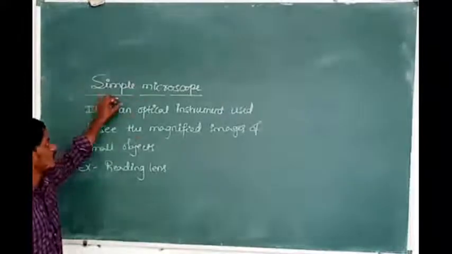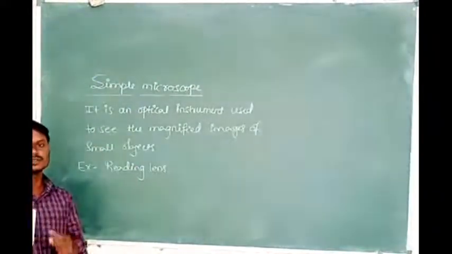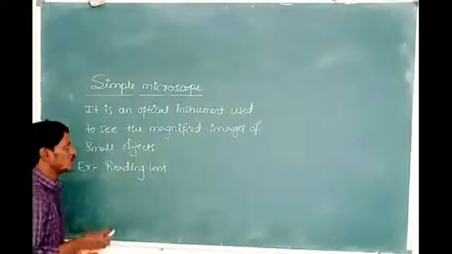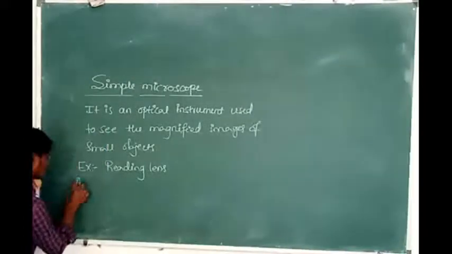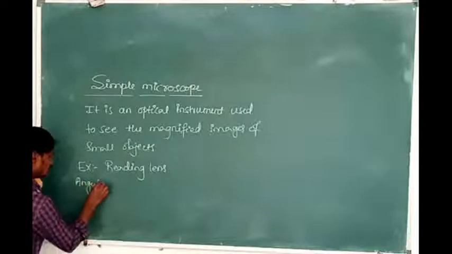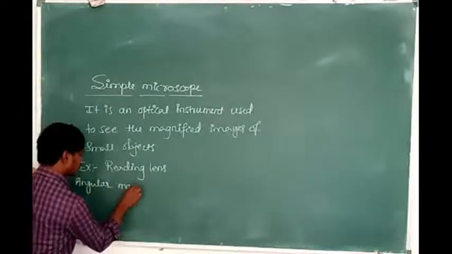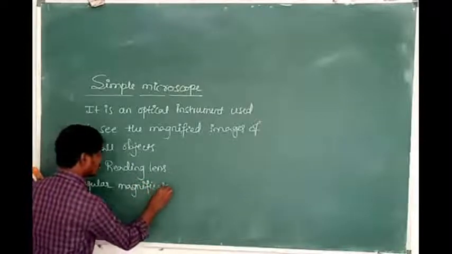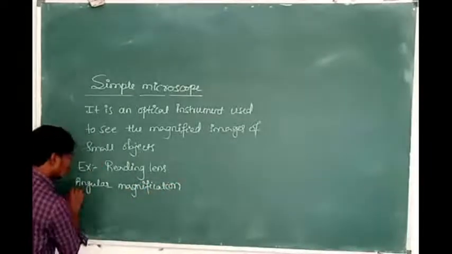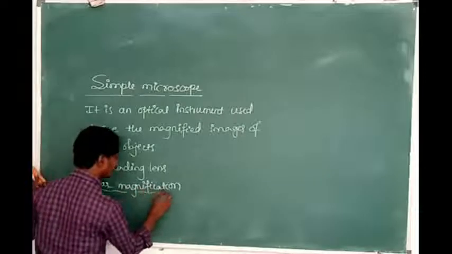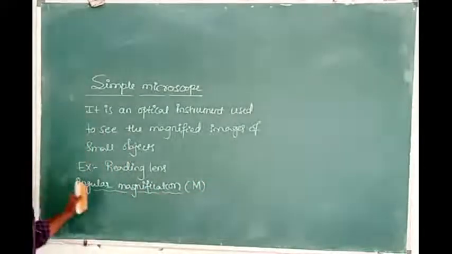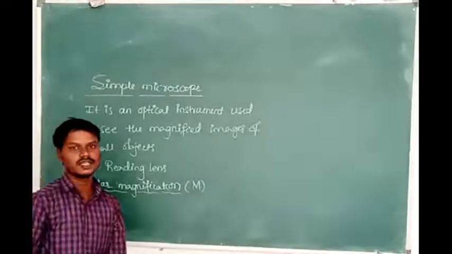So before discussing the simple microscope, we have to define what we mean by angular magnification. Angular magnification is also denoted by M, but it is denoted by capital M. Now let us define what we mean by angular magnification.